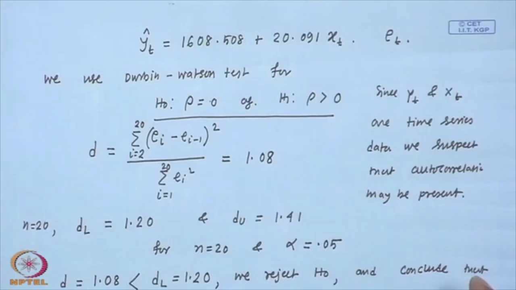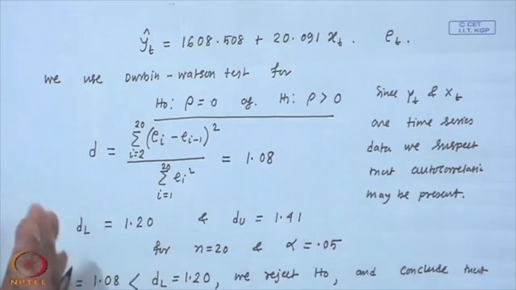Okay, so this is one example to illustrate the Durbin-Watson test. Given a time series data, we suspect that there may exist autocorrelation. So, what we do is that we fit a simple straight line model using the ordinary least squares technique, and once we have the fitted model, we find the residuals, and using those residuals, we compute the Durbin-Watson test statistic and see whether autocorrelation is present in the data or not.